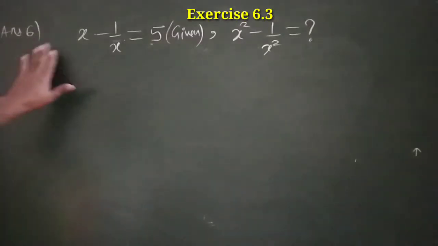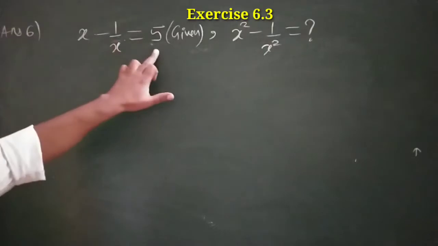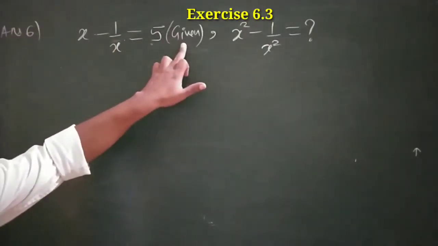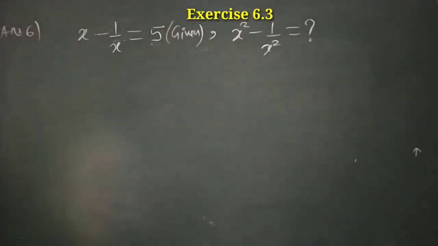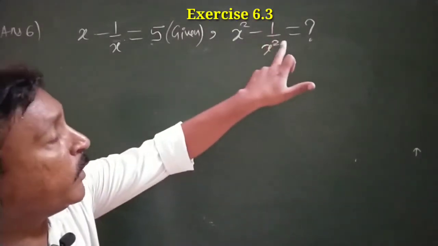So now see question number 6 on the board. In this question, x minus 1 upon x equals 5, it is given to us, and we have to find out the value of x square minus 1 upon x square.